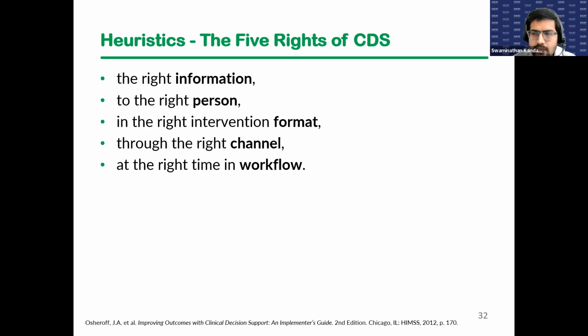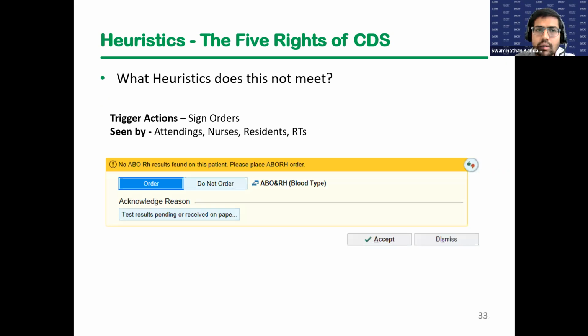The 5 rights of the CDS are to see if we are providing the right information to the right people in the format that we want, using the right channel. And channel here can be an electronic health record version, or it can be through paper edition support, or through other devices outside of the electronic health record. And we want to make sure that it's at the right time in people's workflow. This doesn't get at all of the important aspects of CDS, but it does get into most of the things that we want to do.